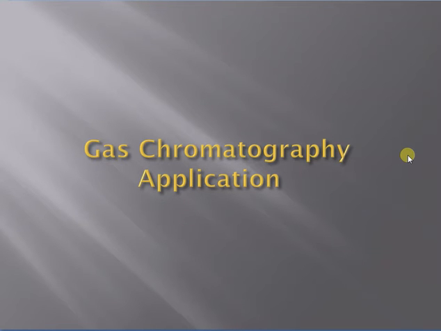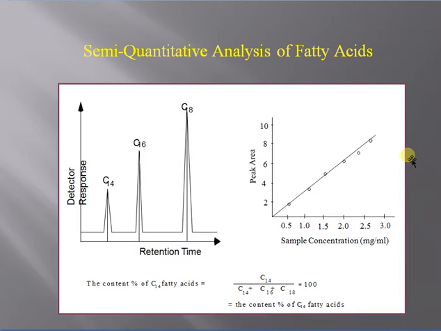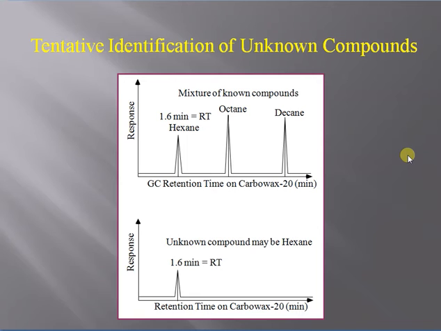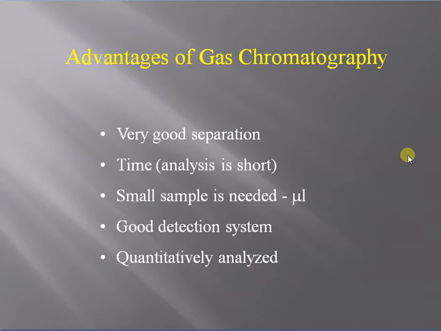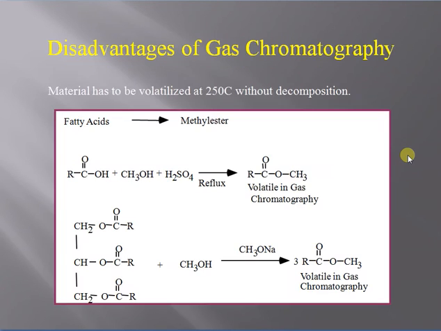This is the chromatogram, showing the schematic graphically. What are the gas chromatography applications? Semi-quantitative analysis, fatty acids, and tentative identification of unknown compounds, using retention times. What are the advantages? In gas chromatography, very good separation, short analysis time, small and simple samples in microliters, and a good detection system for quantitative analysis.